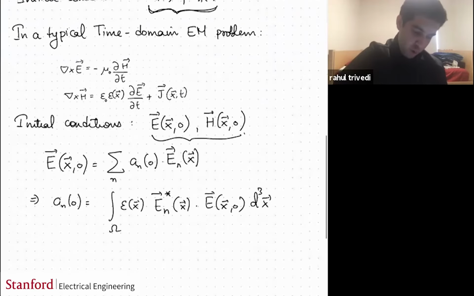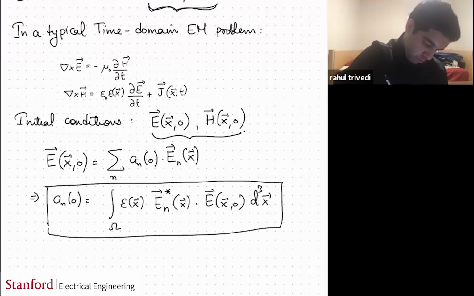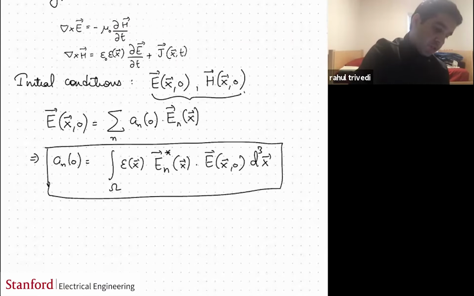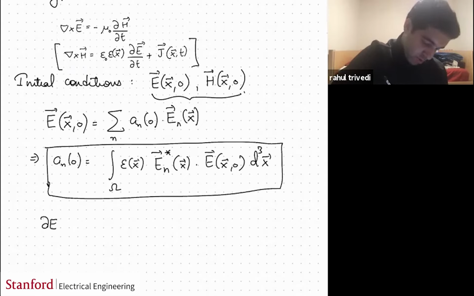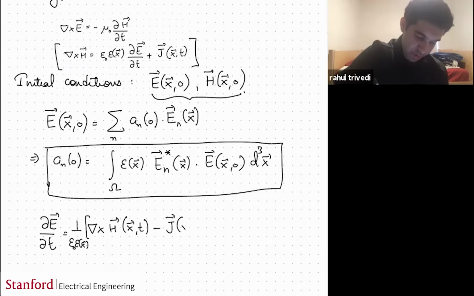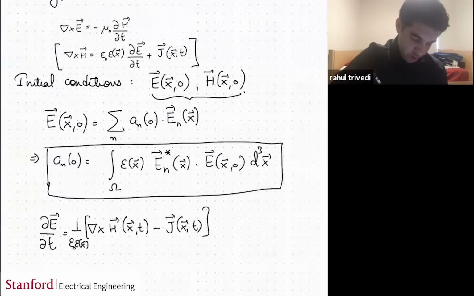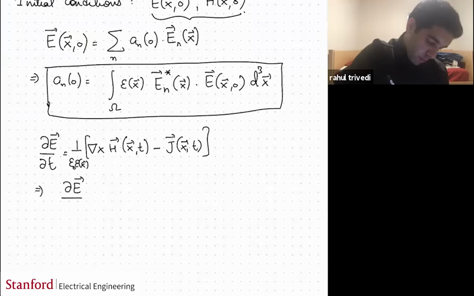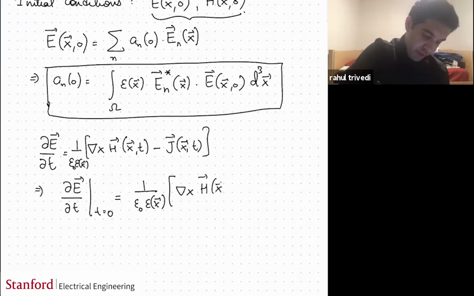Right? So this is one initial condition that you get. And of course, you have another initial condition, which is on the derivative, which you can get from the second Maxwell's equations. So which essentially tells you that the derivative of the electric field is del cross H, 1 by epsilon naught times epsilon x, del cross H of x comma t minus j of x comma t, and consequently, del by del t at t equal to 0 is simply 1 by epsilon naught epsilon x del cross H of x at t equal to 0 minus j of x at 0, right?